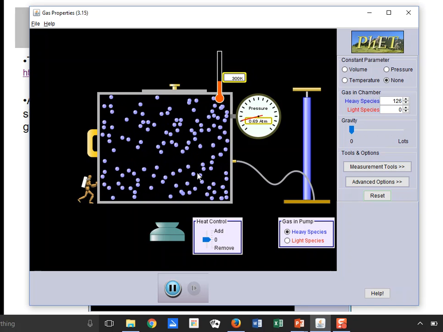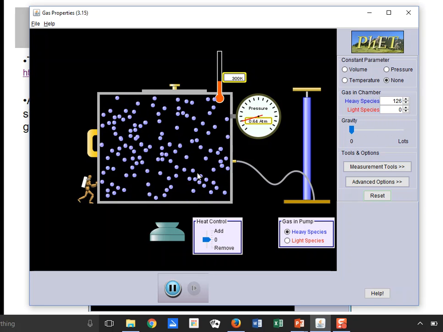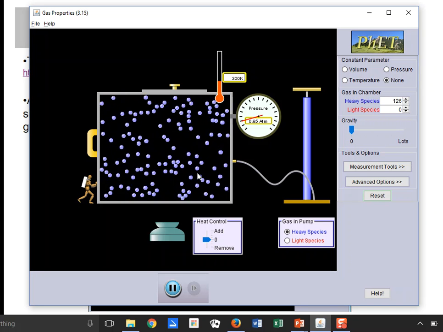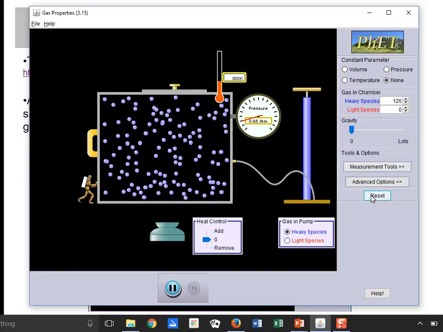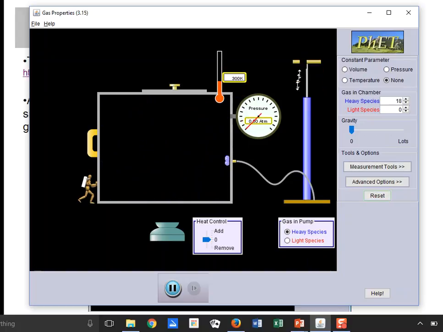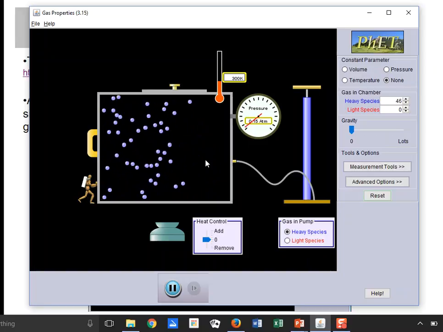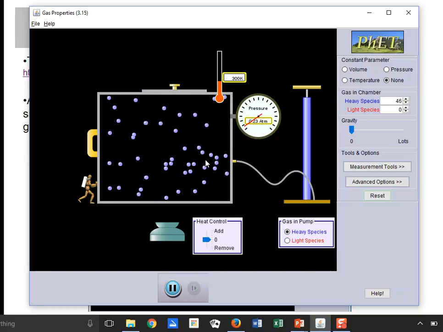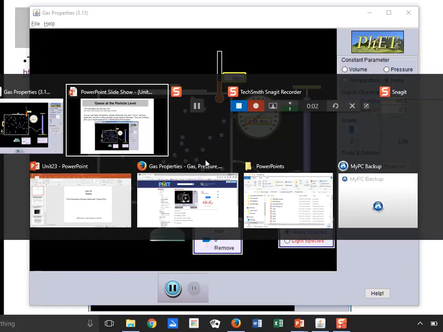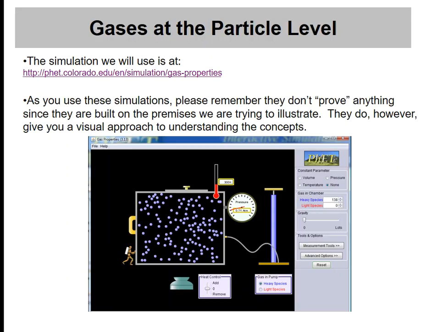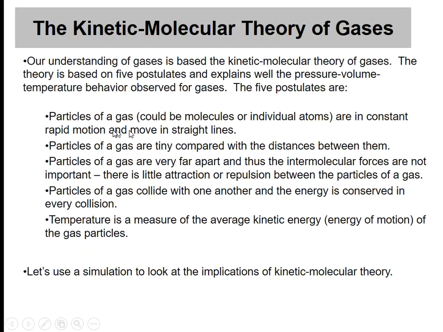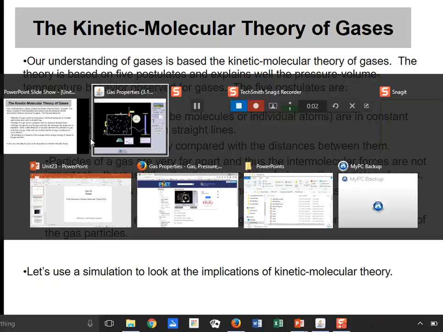What we want to do is think about this in terms of the kinetic molecular theory. So not too worried about numbers and relationships at this point. As a matter of fact, I'm going to do something to make it a little bit easier on ourselves. Since we're going to ask you about some individual particle behavior, let's put fewer molecules inside here. So you watch these guys bounce around and think back to some of the premises that we saw in the kinetic molecular theory. Let's go back one slide. We had here that particles of a gas, could be molecules or individual atoms, are in constant rapid motion and move in straight lines. So let's see if that holds up in our simulation.